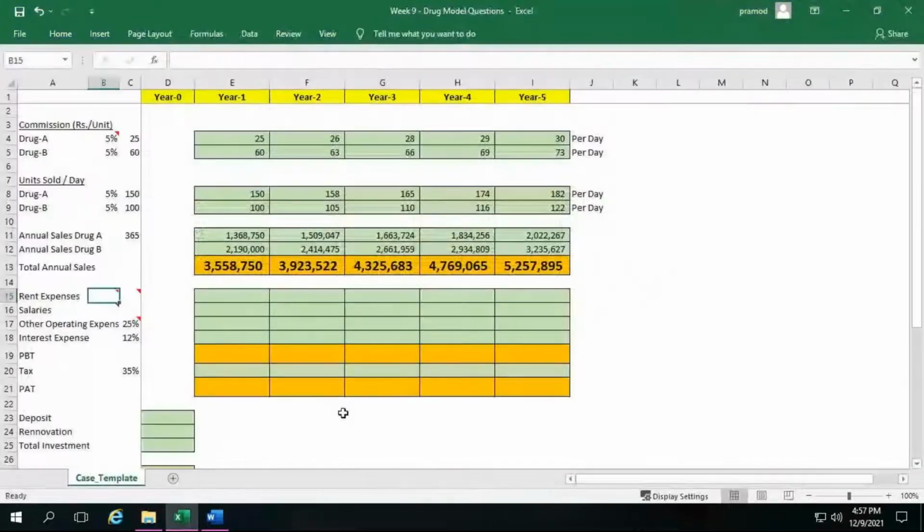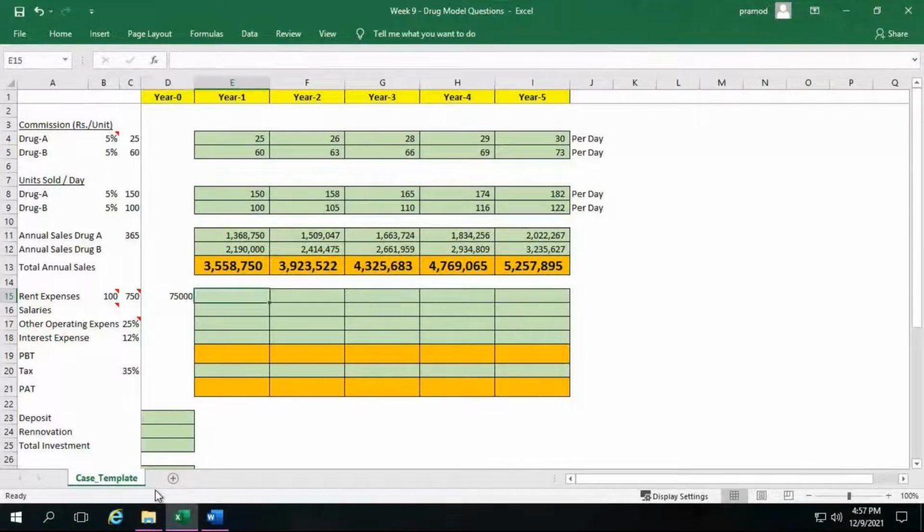So here, this is square feet. Per square feet is 100. This is the square feet. Total is 750 square feet. So if I do 100 into 750, or 750 into 100, it is 75,000. So 75,000 is the rent expenses.